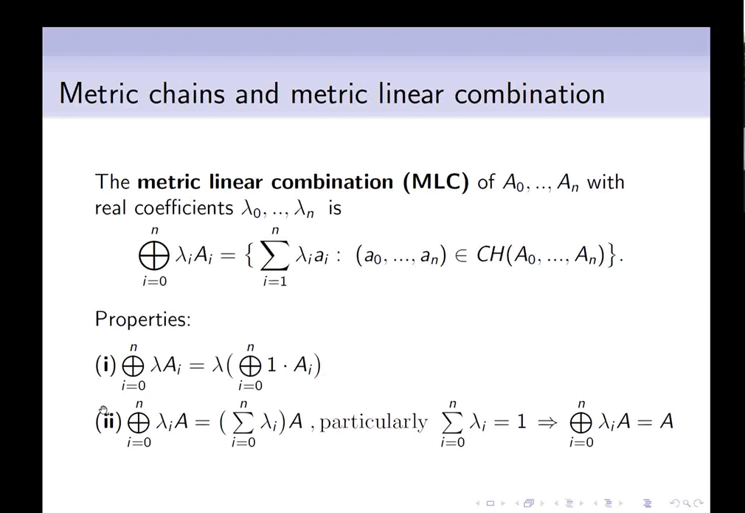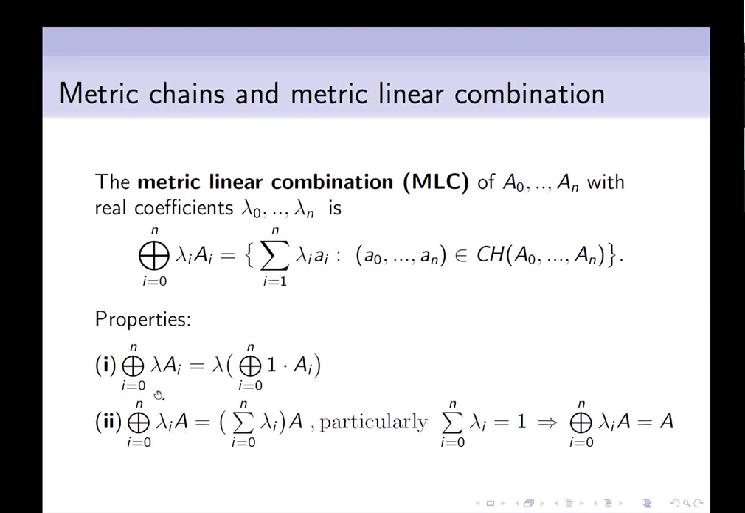I would like to pay attention to this property, which holds for compact sets, not necessarily convex, for any real coefficients. The analog of this property in the Minkowski sense, which means Minkowski linear combination, holds only for compact sets which are convex, and with positive coefficients.